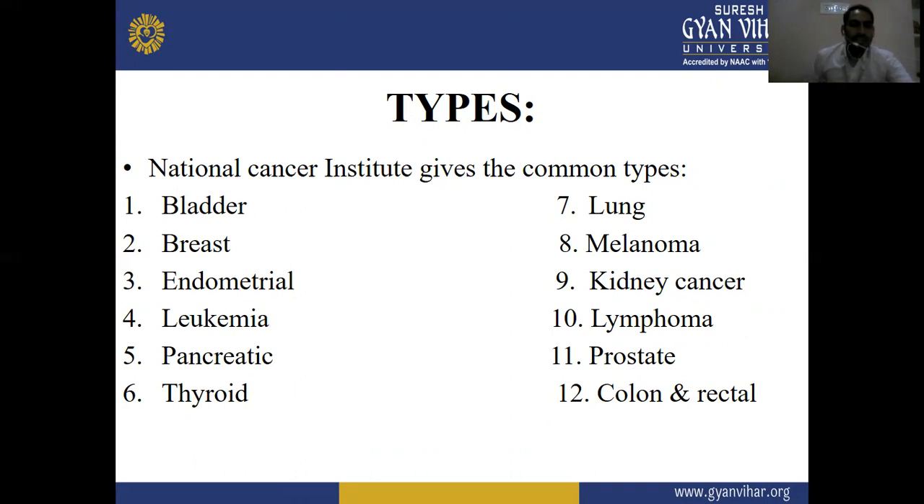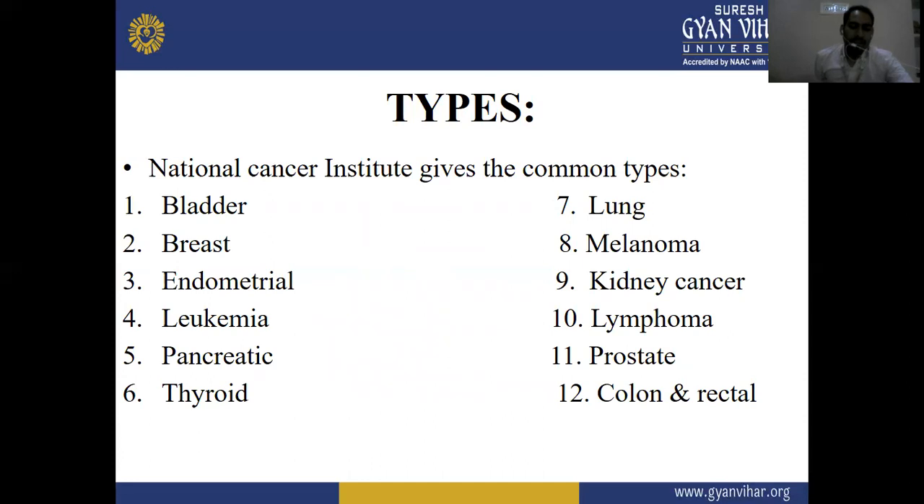First of all, let us discuss bladder cancer, a cancer that begins in the bladder. Breast cancer is a cancer that forms in the cells of the breast. Endometrial cancer means uterine cancer, a type of cancer that begins in the uterus. Next is leukemia, a cancer of blood-forming tissues that hinders the body's ability to fight infections.